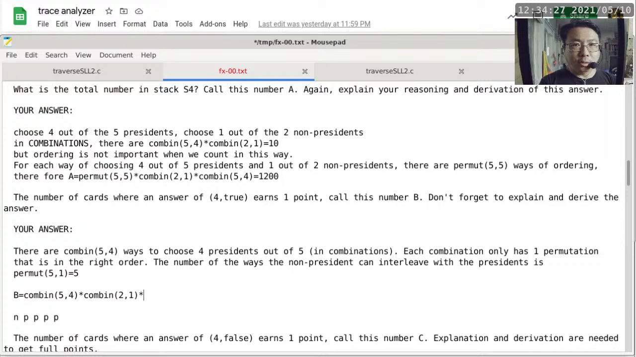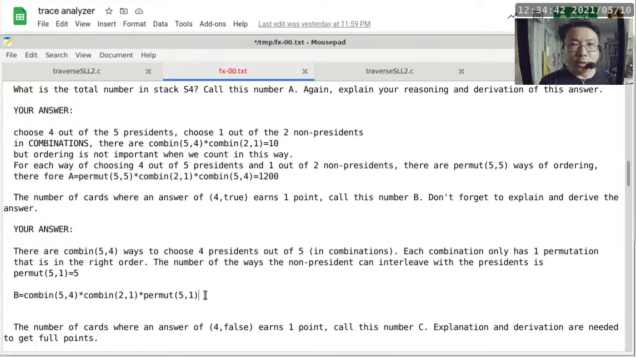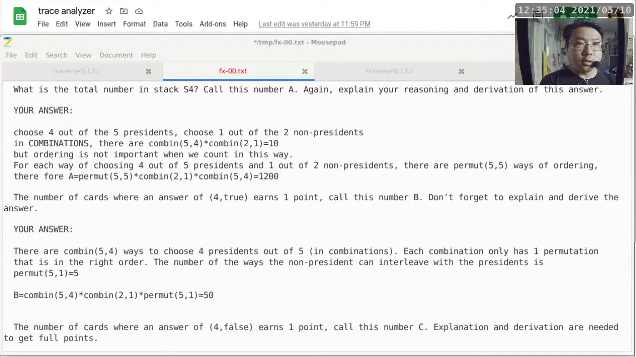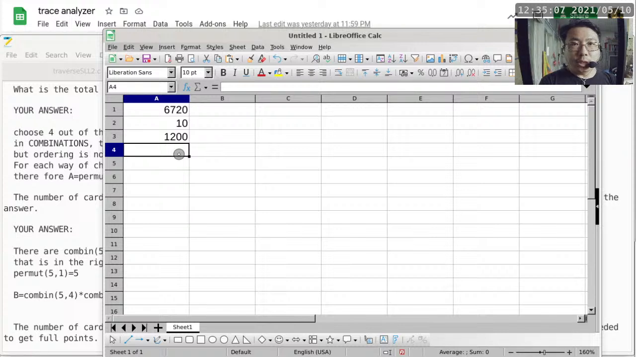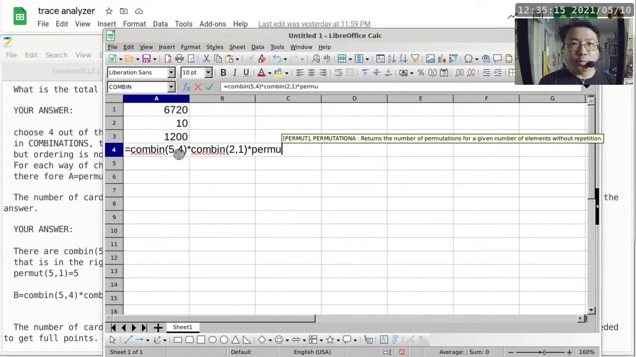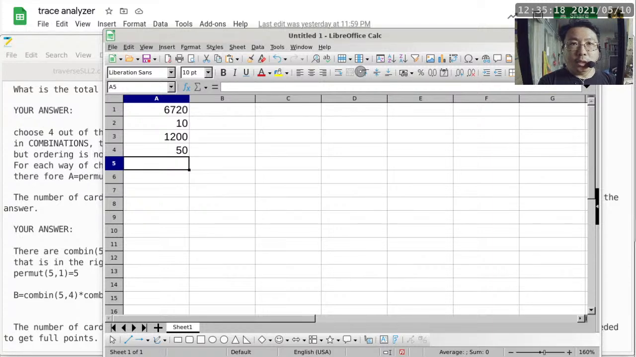Now, that also needs to be further multiplied by permit 5-1 in this case, because there are 5 ways for this non-president to be interleaved with the presidents. So the correct answer in this case is this number, and we can go ahead and figure this out. I think this one is 50, because this part here is 10, and then 10 times permit 5-1, which is 5, should be 50. Instead of just trusting my math here, we'll do the calculation. So we have combine 5-4 times combine 2-1 times permit 5-1, and the answer is indeed 50.